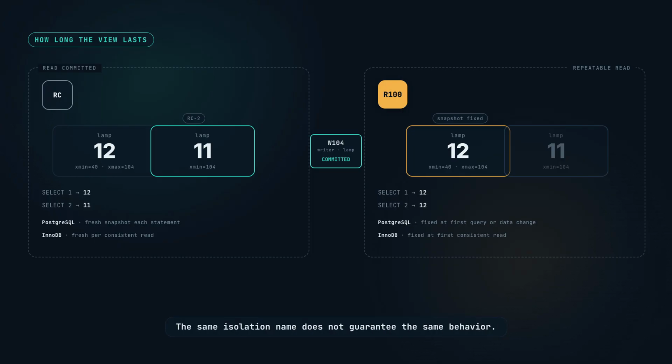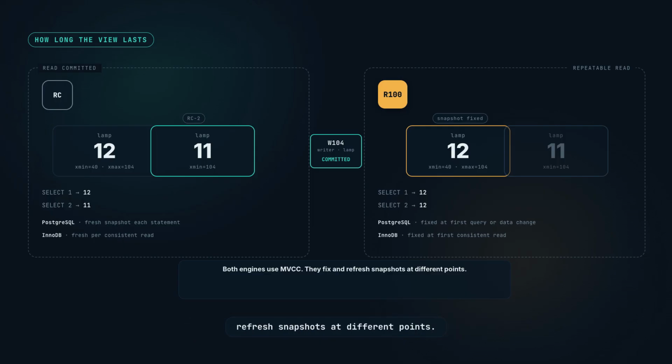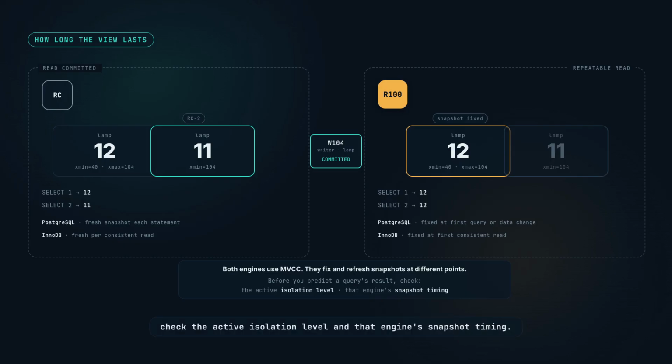The same isolation name does not guarantee the same behavior. PostgreSQL and InnoDB both use MVCC, but they fix and refresh snapshots at different points. Before you predict what a query will see, check the active isolation level and that engine's snapshot timing.